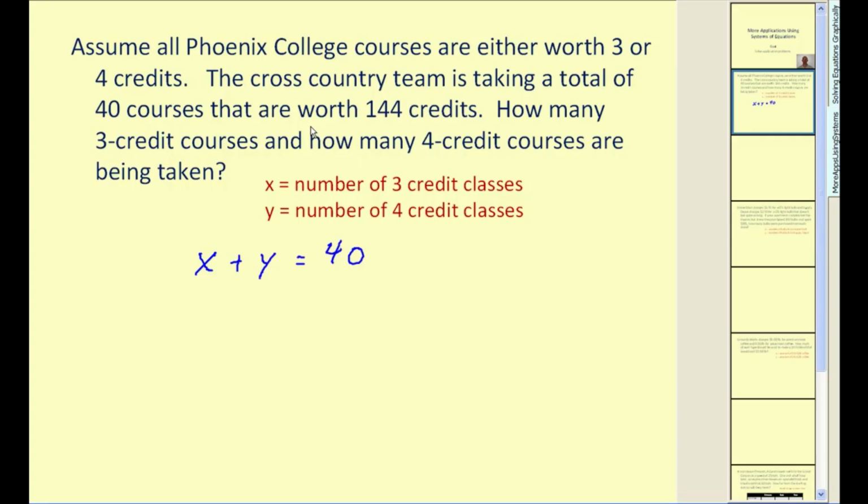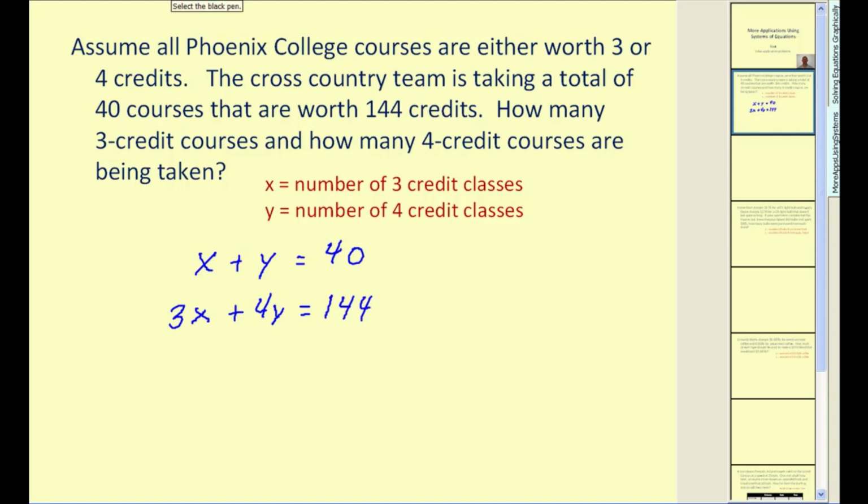Now the next equation is going to deal with the total number of credit hours. There's a total of 144 credit hours, but every x is worth 3 credits, so we'd have 3 times the number of 3-credit courses, plus every y is worth 4 credits, so 4 credits times every 4-credit class must equal the total number of credit hours, which is 144.